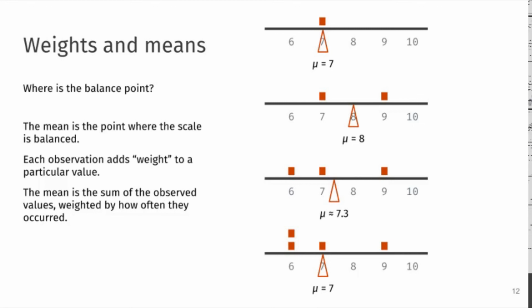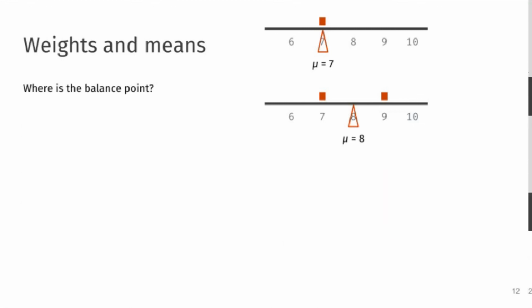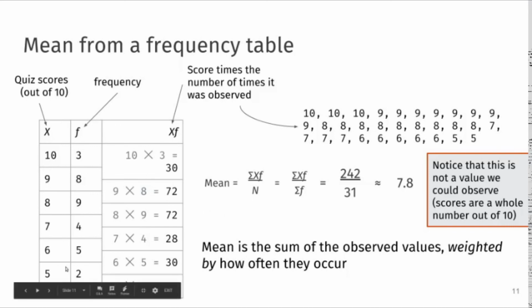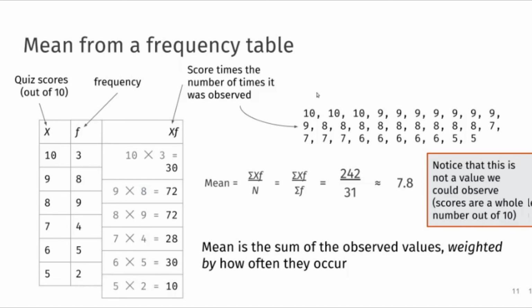And if I could go back, if you'll excuse my clicking here, to this representation in terms of a frequency table. The frequency table is a useful summary because it means that we don't have to write out every single observation like this. Instead of writing out 10, 10, 10, 9, 9, 9, 9, etc., we can just write, there were 3 10s. And there were 8 9s. And there were 9 8s, and so forth.